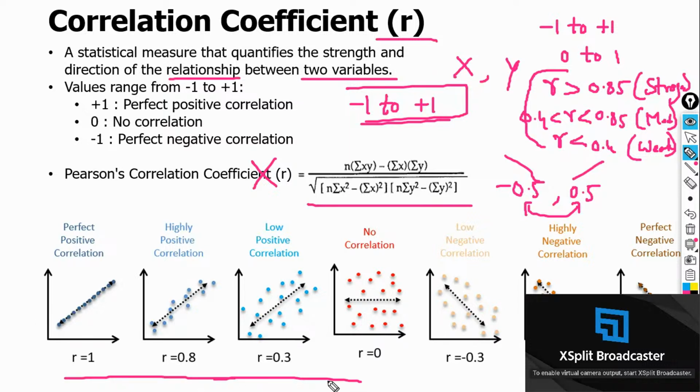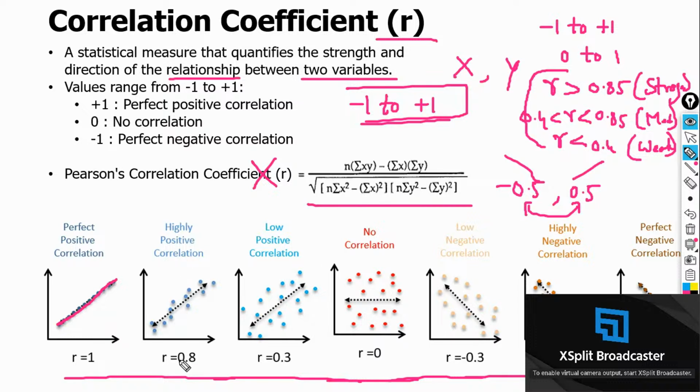Here we have the diagrams. Pictorially, I'm representing all the values of R from start till end. If the R value is 1, you'll have a strong relation between the variables and it should be positive, upward direction. Why? Because it is plus 1, so it should be upward. And moreover, the scatter will be very close together. Why? Because it is greater than 0.85. Strong relationship, strong correlation.